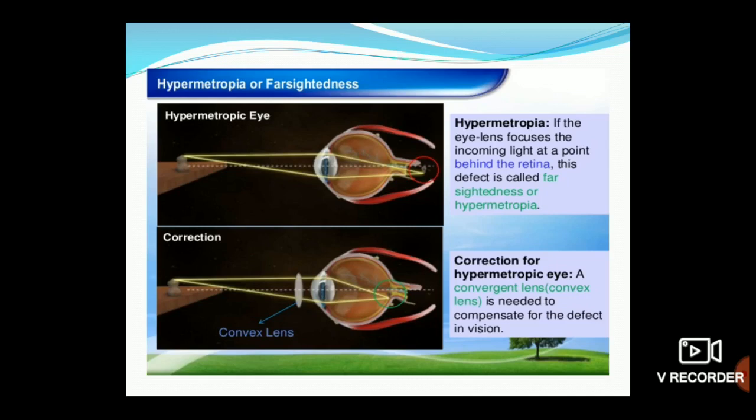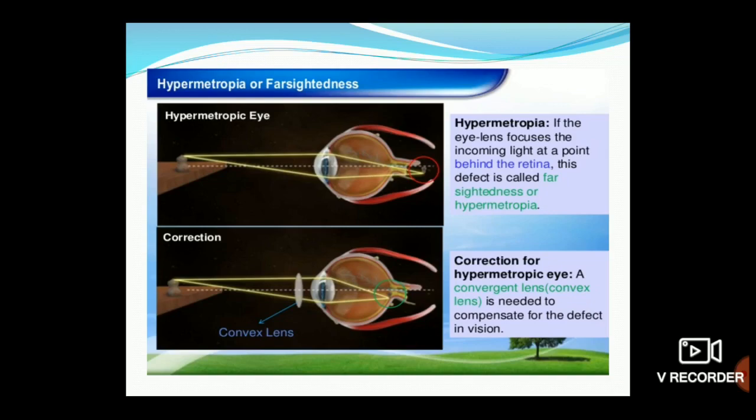Let me repeat the causes. The first cause may be the focal length of the eye lens becoming too large, or the other cause may be the eyeball getting shortened. But here also this defect can be corrected by using a convex lens, which is nothing but a converging lens of appropriate focal length. You can observe in the second picture, children, after placing the convex lens, the image is formed on the retina. It means he can see the near objects clearly.